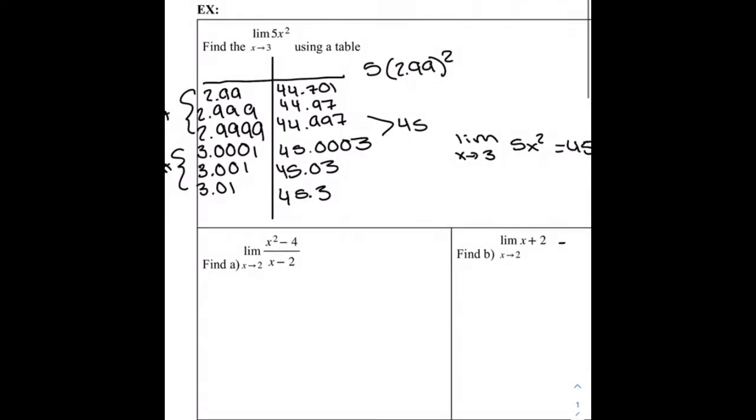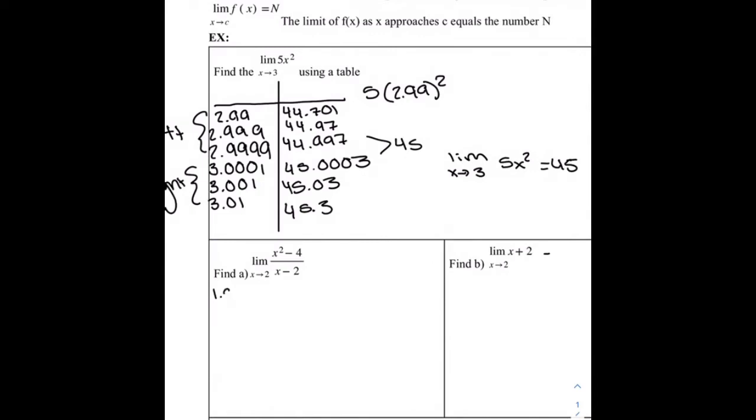Next is x squared minus 4 over x minus 2. So again, let's write numbers to the left and the right as we're approaching 2. So 1.99, 1.999, 1.9999. And then to the right would be 2.0001, 2.001, 2.01. So from the left and the right.